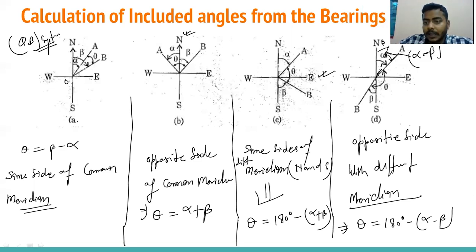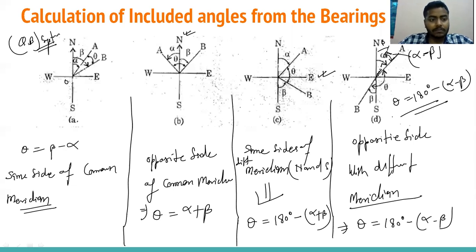Alpha minus beta, and the angle on a single line is called 180 degrees. So we can write theta is equal to 180 degrees minus alpha minus beta. So we have discussed here the four cases in which we can calculate the included angle.